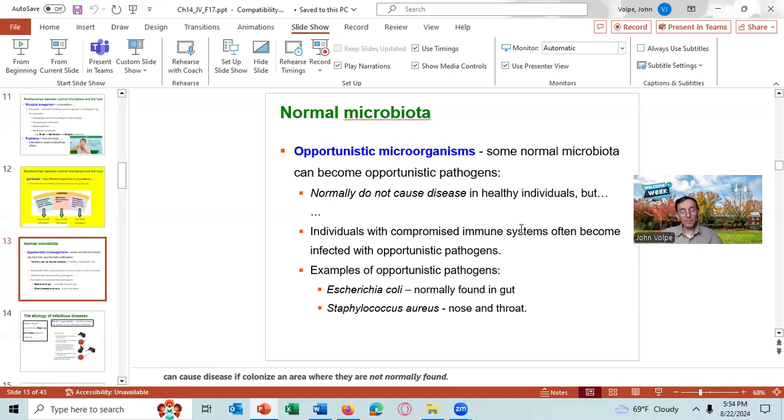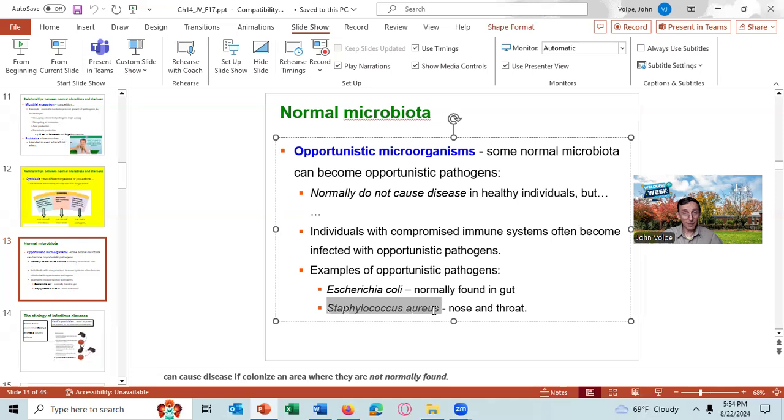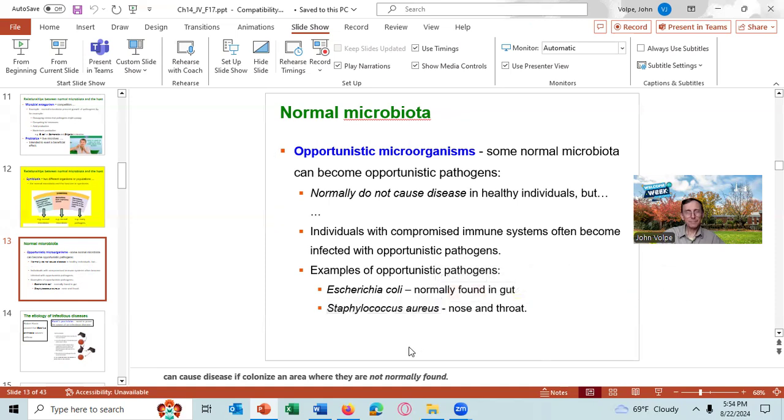Staphylococcus aureus, I did mention, is found in about 20% of Americans on their skin. If we look at the inside of the nose and inside the throat, Staphylococcus aureus is actually found on about 50% of Americans. I've never tested my throat for Staphylococcus aureus, although I did test it for Streptococcus pyogenes, and I don't remember seeing any Staphylococcus aureus. Any question about the normal microbiota and opportunistic pathogens?